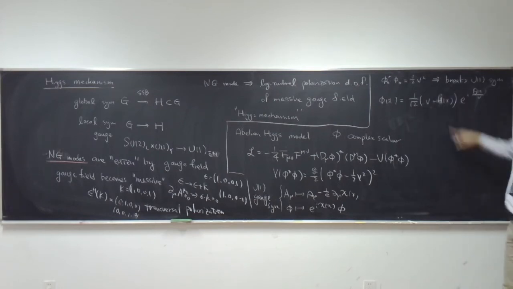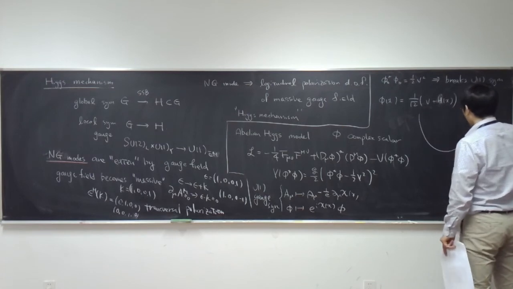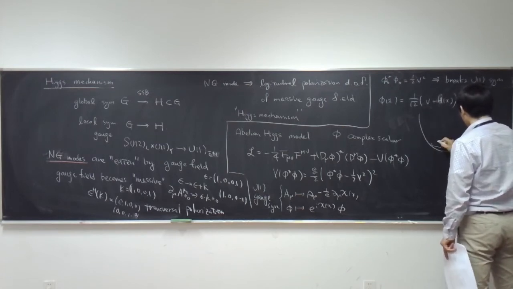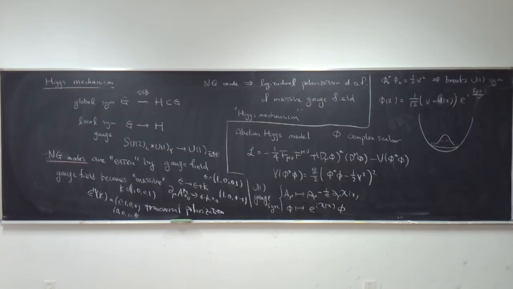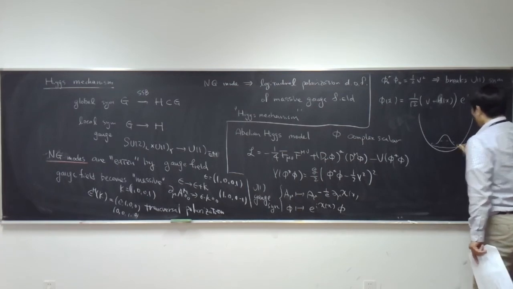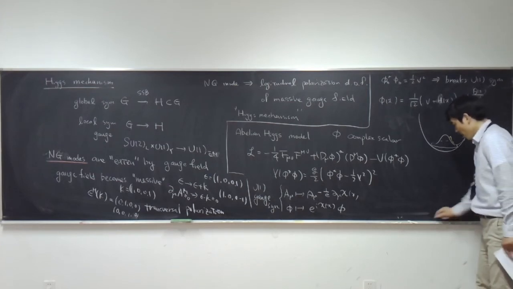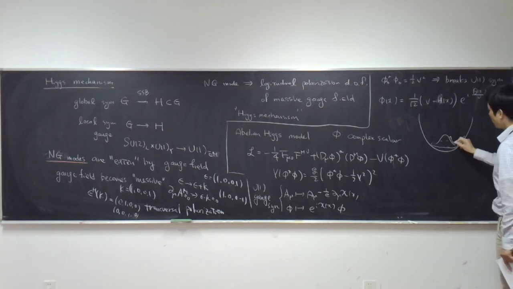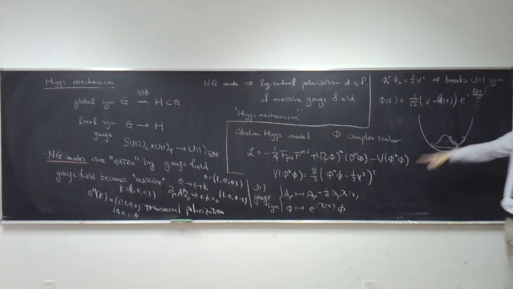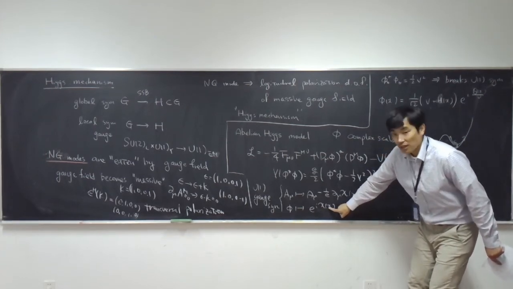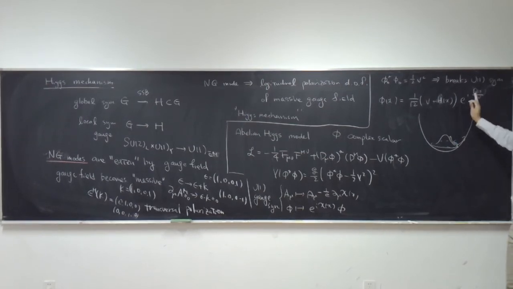As I mentioned, in the O(n) model the radial mode becomes massive and theta goes along the vacuum direction. Let's just write it down. I'm not good at drawing. So phi of x takes the value here, phi 0 is 1 over square root of 2 times v here. The h direction is this direction, and the theta direction is really this vacuum direction. So this is really the U(1) symmetry. This U(1) parameter chi of x is really the same as theta of x here, so this is really the U(1) direction.